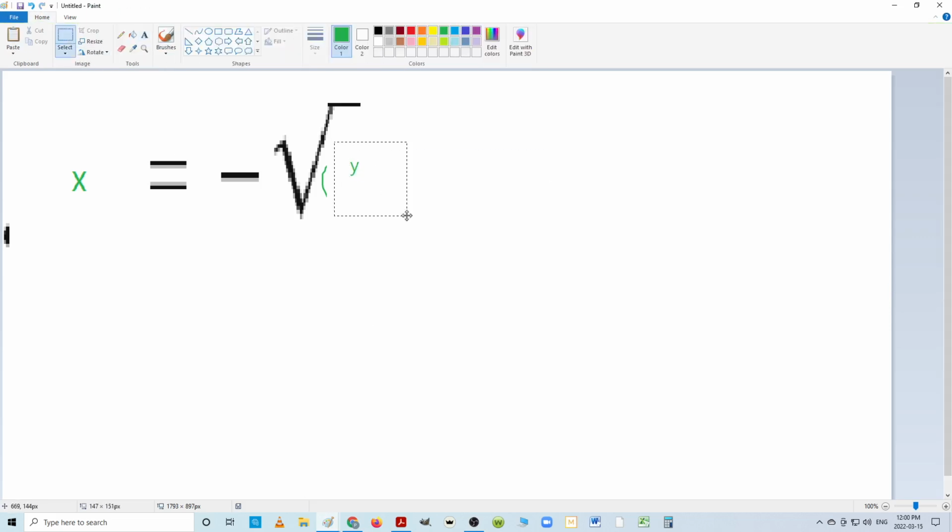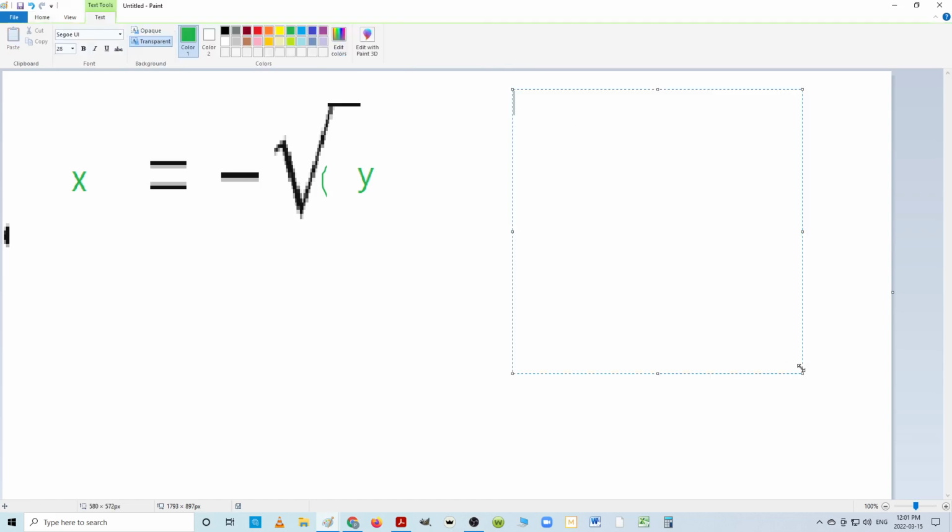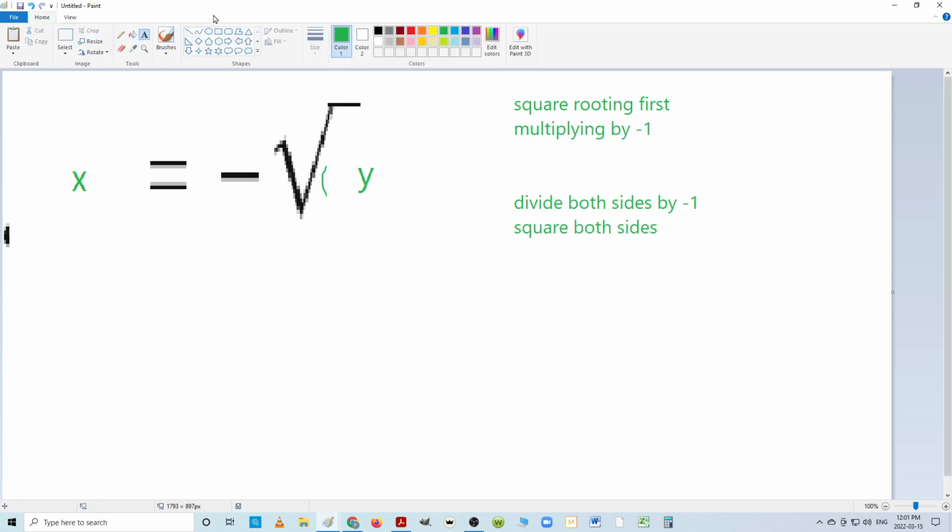And we're going to first divide by minus a half. And if you get confused why, tell the story in BEDMAS order. We're square rooting first, then multiplying by minus 1. So we should divide both sides by minus 1, then square both sides. So when I divide this by minus 1, it cancels, and over here it just becomes minus x. It disappears. And then I square this.